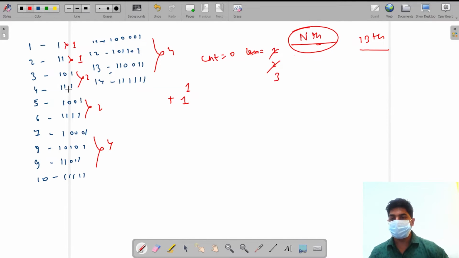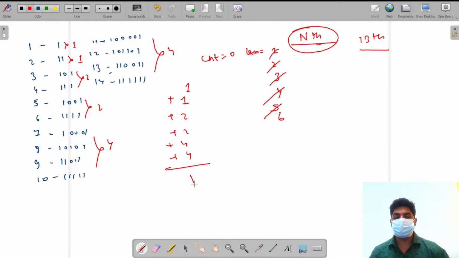3 length, how many are there? Plus 2. I want 13. I move on to the next length. 4 length, plus 2. I want 13. I move on to the next length. 5 length, plus 4. Still there are only 10. I want 13. I move on to the 6th length, plus 4. Now I got 40. No, now I stop. I want the 13th palindromic number, but I got the 14th palindromic number.